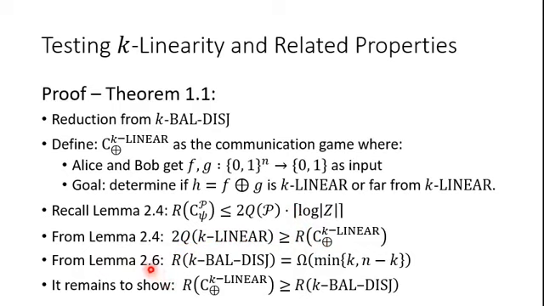So from Lemma 2.6, we also have proven that the minimum communication complexity of k-balanced disjoint is omega of minimum of k and n minus k. So it seems that all that we have left to show is somehow to relate between these two in order to get the lower bound for the testing complexity. Okay, we want to show that this is also omega of this. So just to formally state it, it remains to show that the minimum communication cost of our communication game is at least as expensive as the minimum communication cost of k-balanced disjoint.